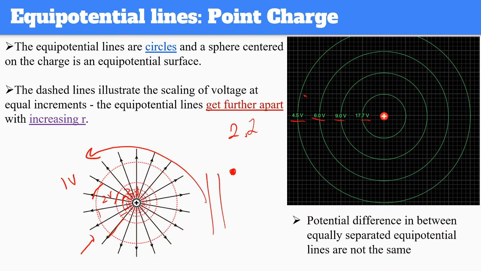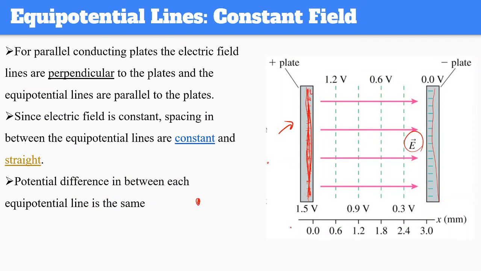So here, electric field lines are not straight lines. I mean, the lines are straight, but they are not going parallel. They are going radially outward. But if you have two parallel plates, then the electric field between them is basically a straight line.